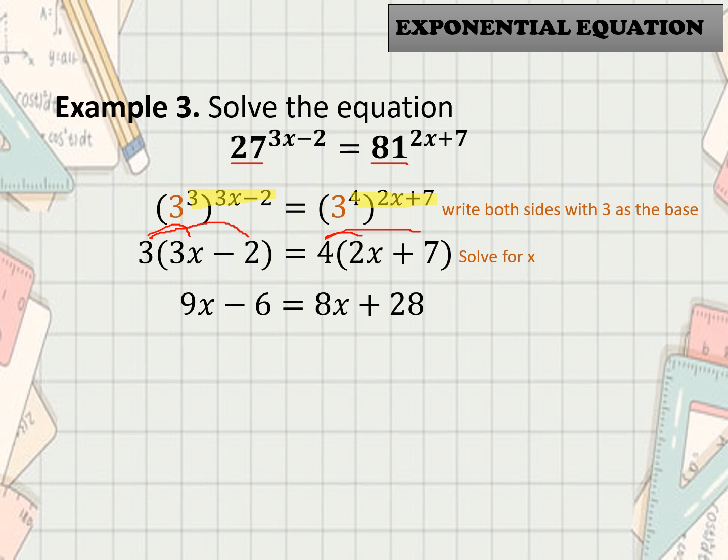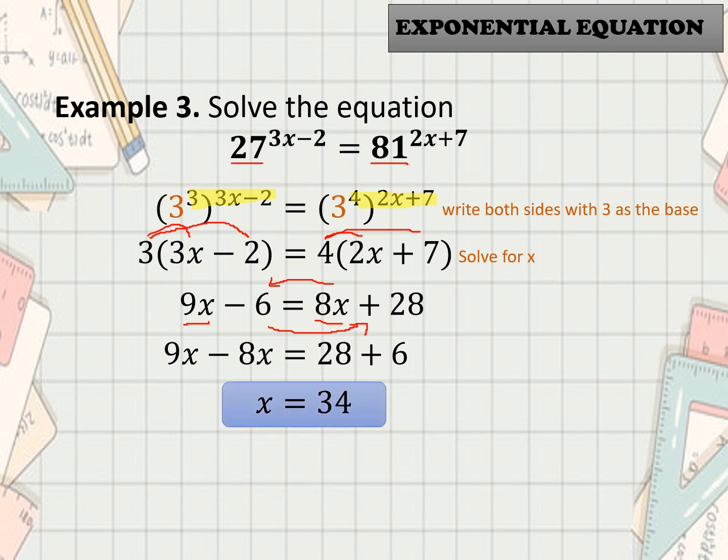So, combine like terms. So, ang like terms dito is si 9x tsaka si 8x. So, lipat natin si 8x sa kabila. Then, si negative 6, lipat sa kabila. Then, kapag naglilipat tayo, magche-change yung sign. So, 9x minus 8x equals 28 plus 6. So, 9x minus 8x is x equals 28 plus 6, which is 34. So, our final answer is 34.